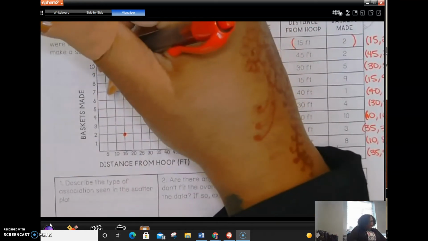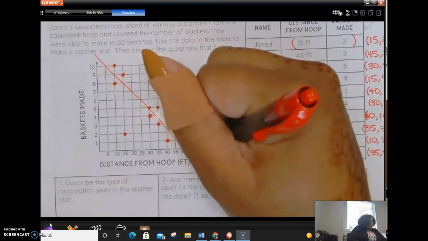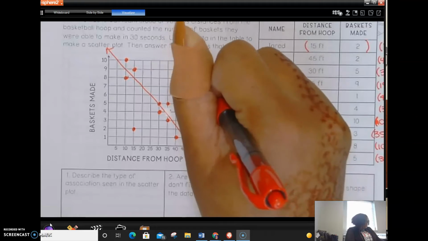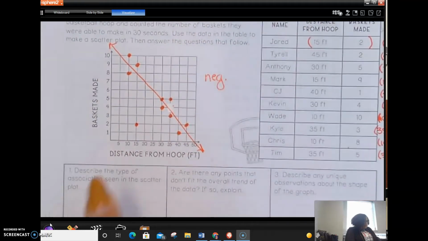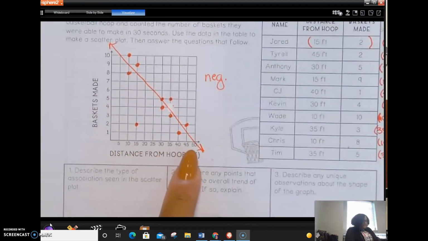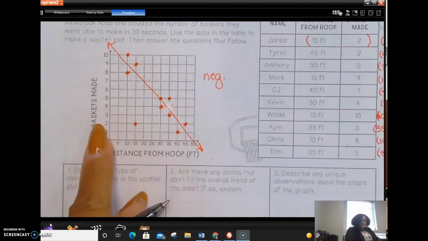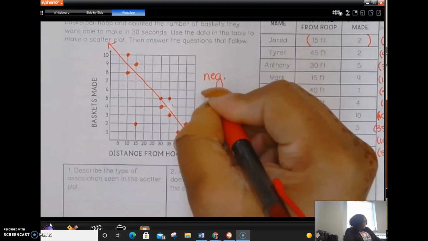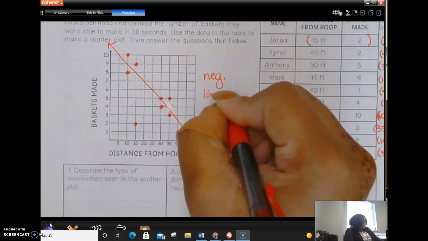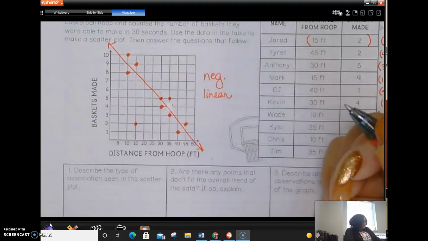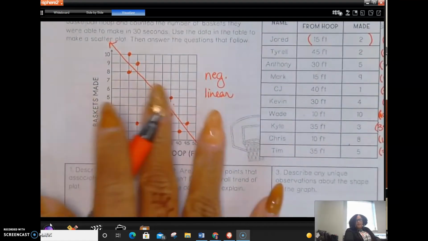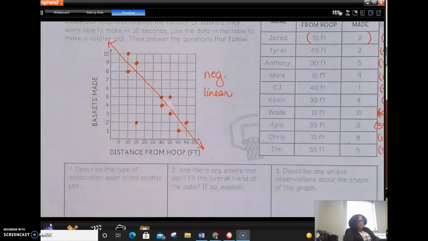So this tends to have a negative association from what I can tell. And as the distance from the hoop is getting higher, the number of baskets made is getting lower. That means the farther they are from the hoop, the harder it is to make that basket there. So it's negative, it's linear, and I would say that it's kind of a widespread set. But if they ask that, we'll make note of it. If not, then we won't worry about it for now.